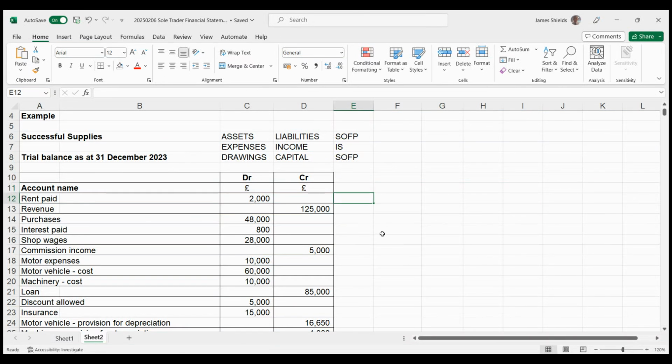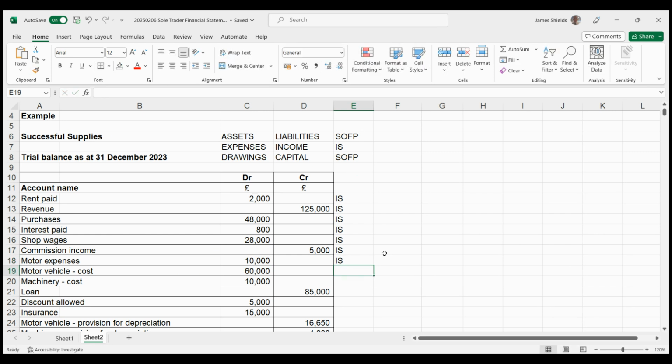So the first one is rent, and that's an expense. So it's going to go in your income statement. Revenue is income, so it's going to go in your income statement. Purchases are an expense, so that goes income statement. Interest paid is an expense, that's income statement. Shop wages are an expense, that's income statement. Commission income is income, so that's income statement. Motor expenses, remember it's got the word expenses, yes, that's an expense, that's your income statement.